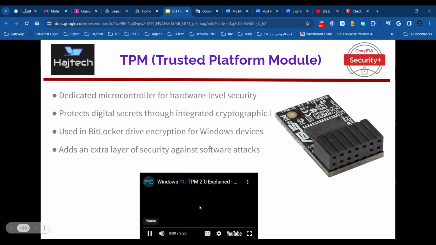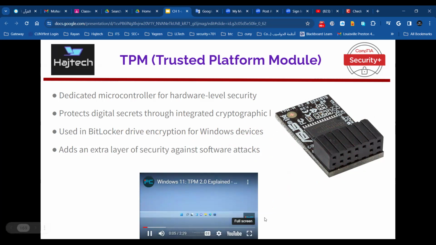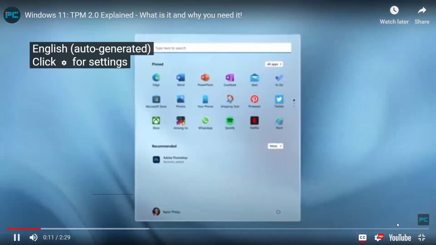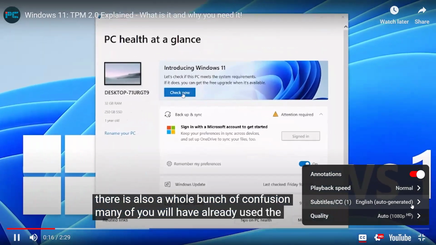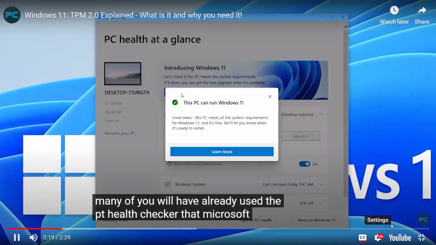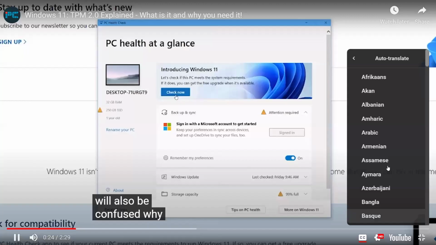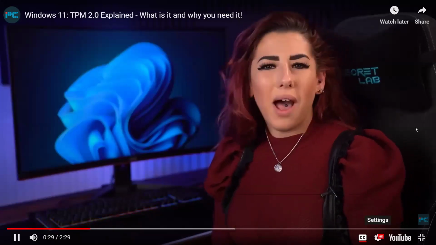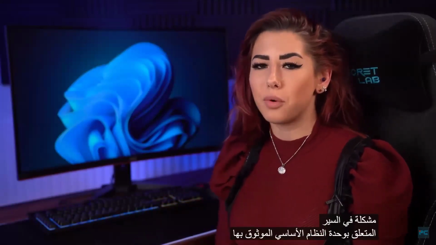طيب نيجي نشوف Hello and welcome to MTPM. PC Guide. The highly anticipated Windows 11 is finally in the limelight, and despite the exciting features that come with it, there is also a whole bunch of confusion. Many of you will have already used the PC health checker that Microsoft lists on their website, and many of you will also be confused why your beefy computer says that you are unable to run Windows 11. Well, it turns out this is an issue with the BIOS relating to a trusted platform module.